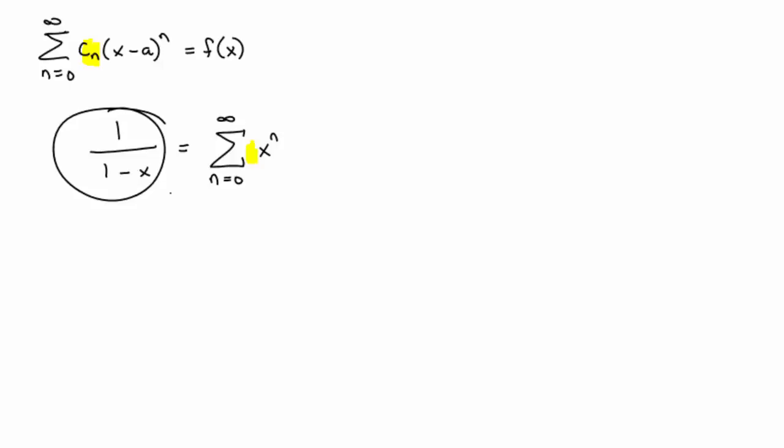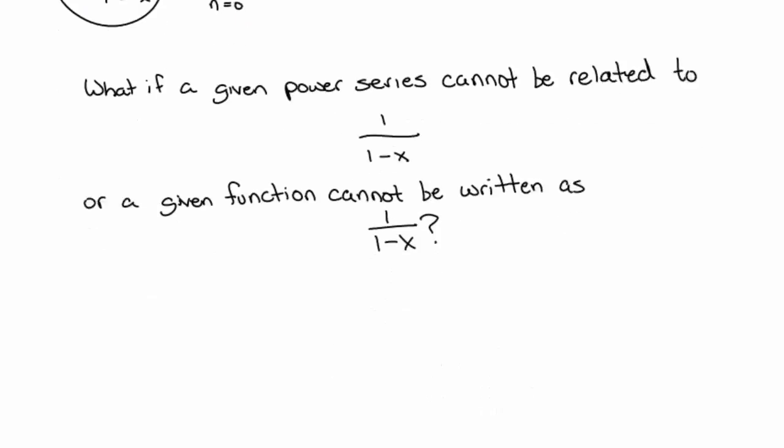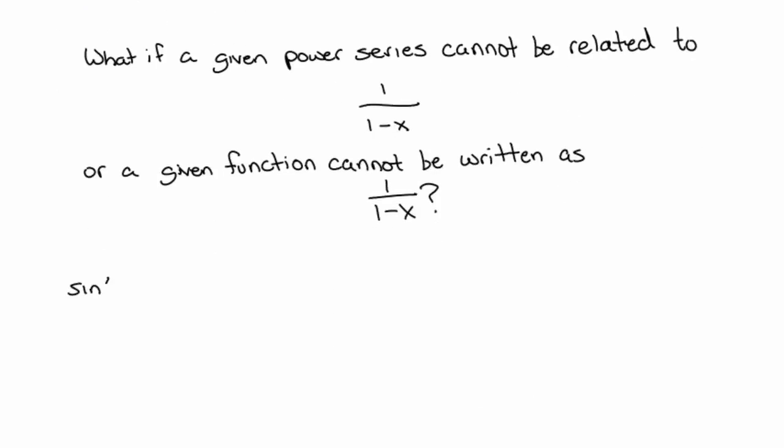But now we're approaching a completely different question. What if our power series cannot be represented that way? That is, what if a given power series cannot be related to that magic form of 1 over 1 minus x, whether through differentiation, integration, or substitution? What if we can't do that? A typical function like this might be the sine function. The sine of x you just can't write as a rational function like 1 over 1 minus x, or 1 over 1 minus something. So that's a good example.